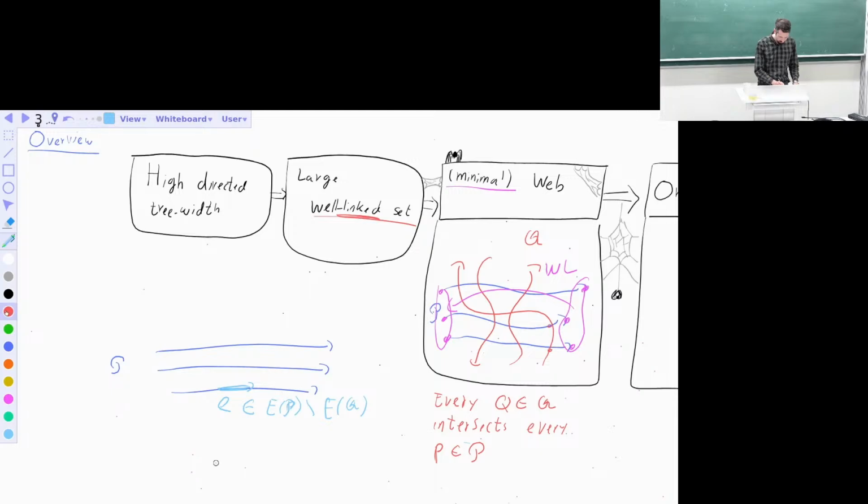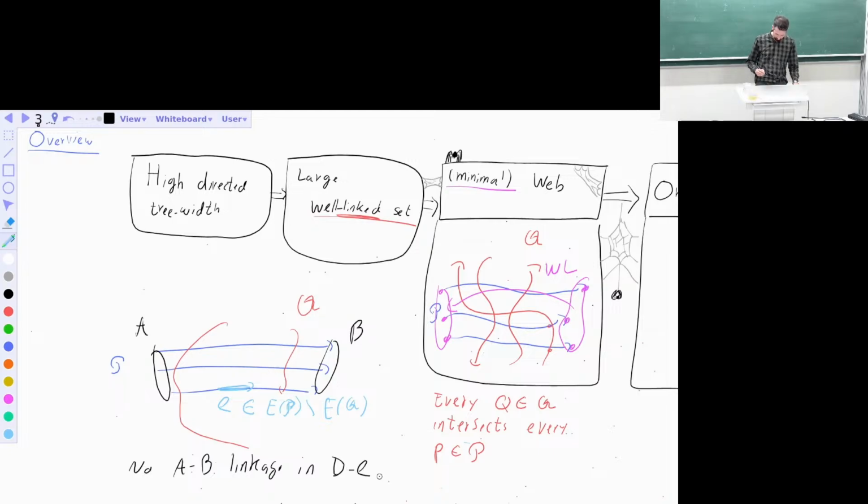So I want to say that it's minimal if, with my linkage Q somewhere here, I have no path from A to B, so this is A and this is B, in P without E. So I think of P as minimal in that I cannot delete edges that are only in P. And when I say I want a minimal web, I mean I want P to be minimal with respect to Q, while at the same time maintaining the property that Q intersects every path in P.